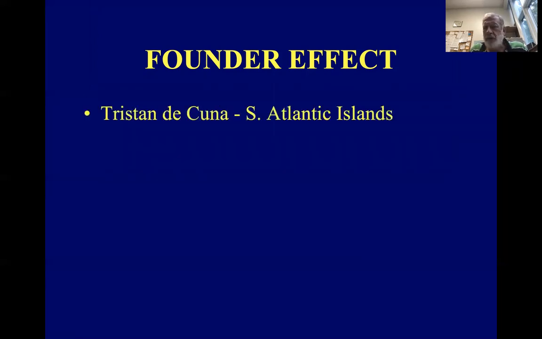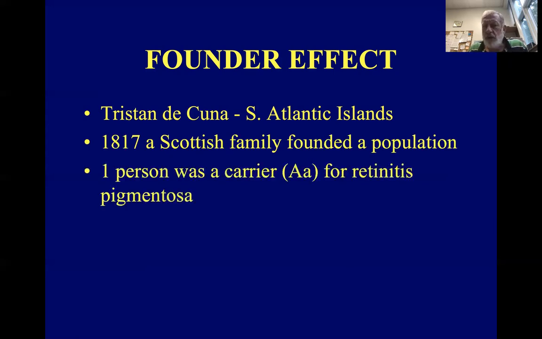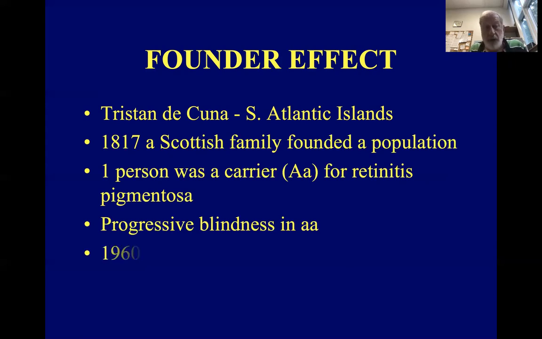An example comes from an island in the South Atlantic called Tristan da Cunha. And in 1817, a Scottish family went down there to found a population. And just by chance, one of them was a carrier for a genetic disease called retinitis pigmentosa. So it's progressive blindness in the little a homozygotes. So as they age, they become blind.